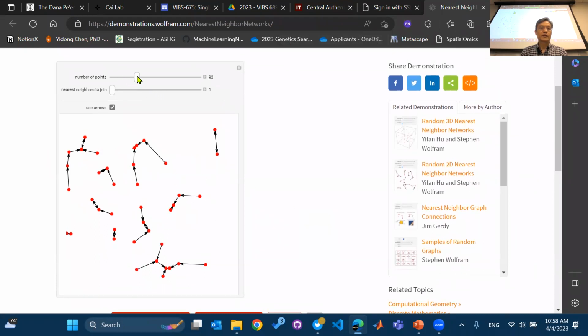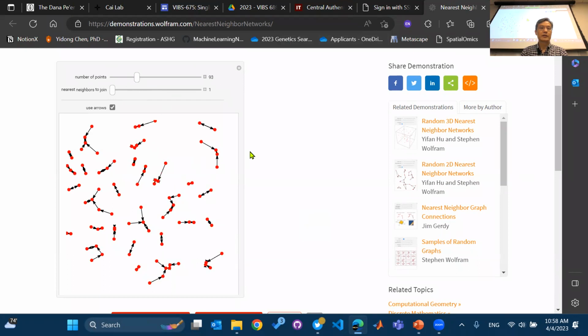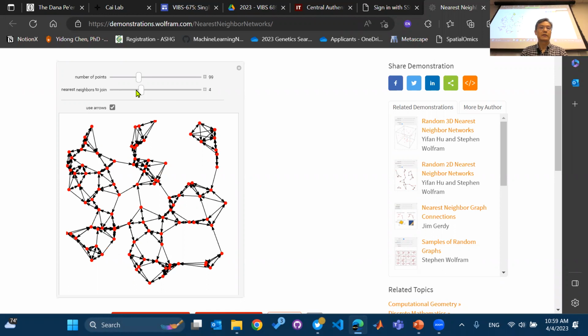So there, for example, in this case, I have 99 points on this space. Now, if I want to join, you can change the k, the 2 to 3, to 4, so you form these different local networks.